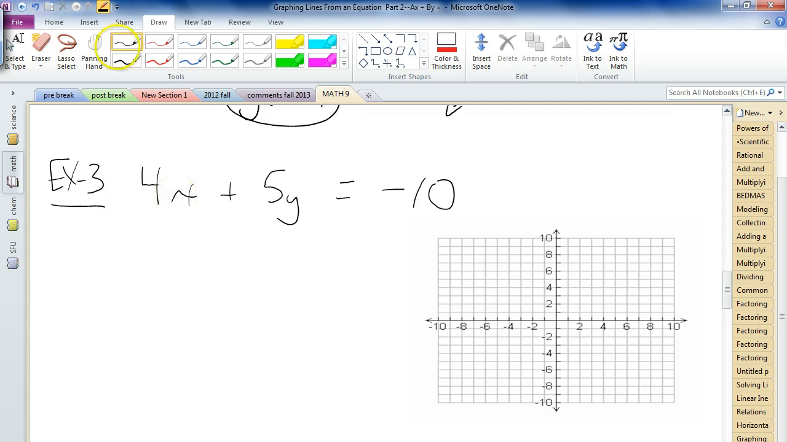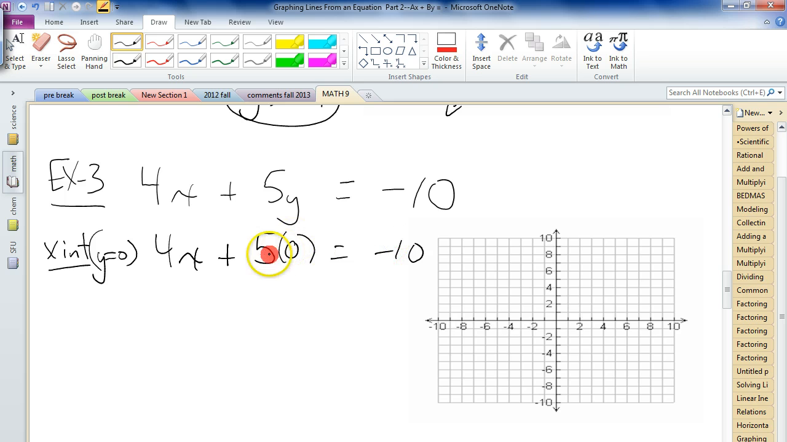That's it. So to find the x-intercept, the point where it crosses on the x-axis, you make y equal to 0. So y is equal to 0. So when y is equal to 0, you get 4x, 5, y is going to be 0, equals negative 10. The 5 disappears. You're left with 4x equals negative 10.